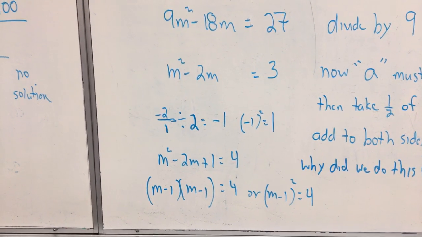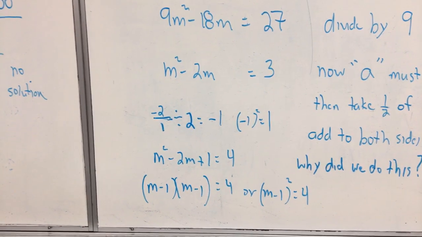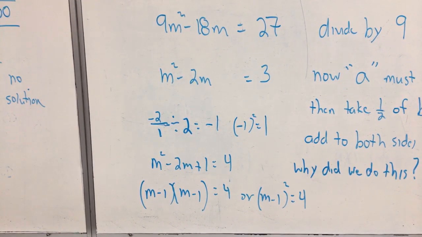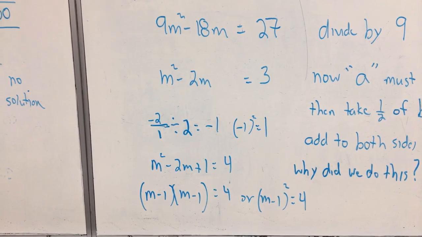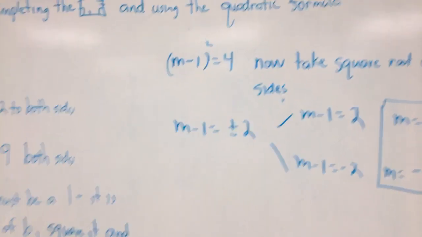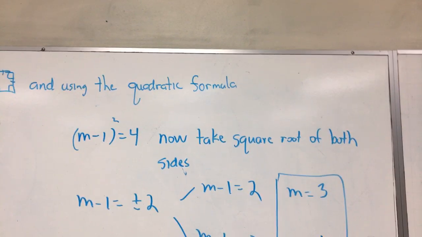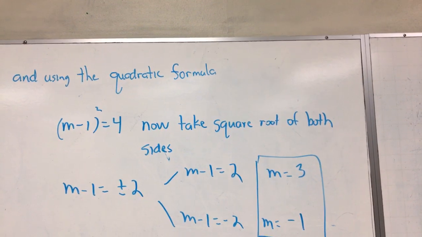Okay? Now, you're going to see the significance of that when we start finding the centers of a circle when you're given x minus h quantity squared and y minus k quantity squared. All right, now that I know that m minus 1 quantity squared is equal to 4, take the square root of both sides.